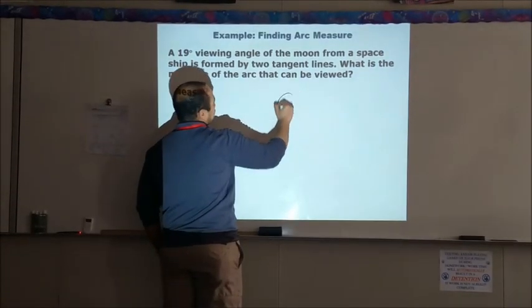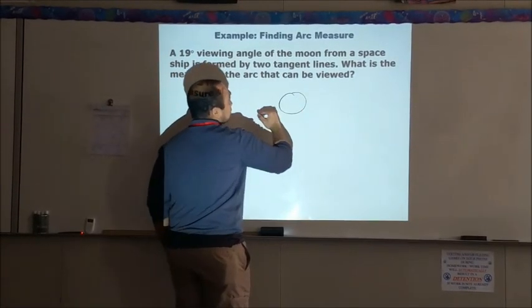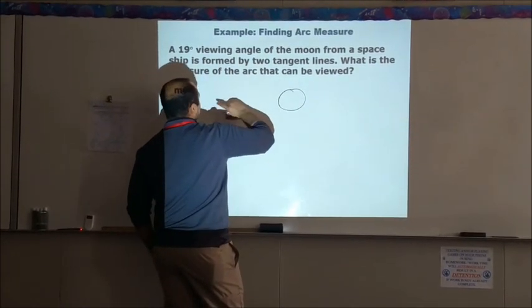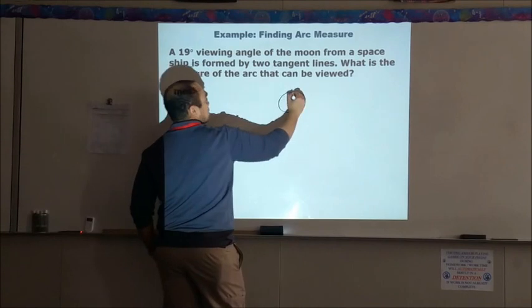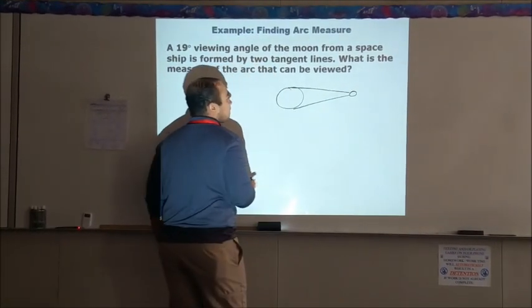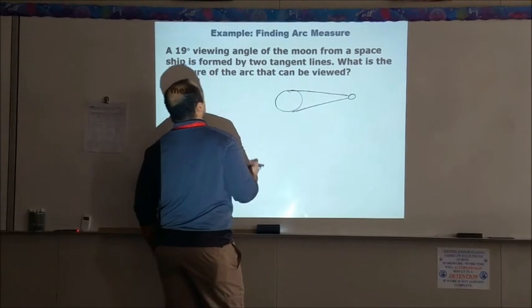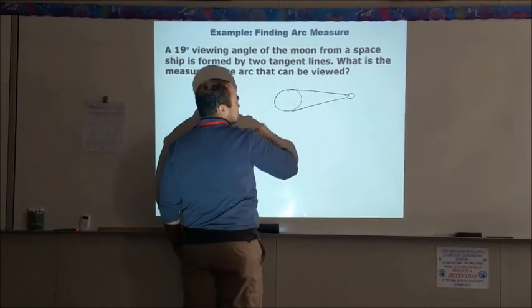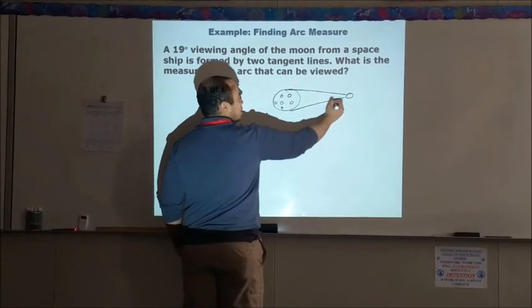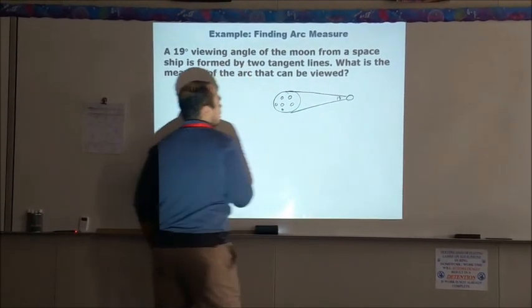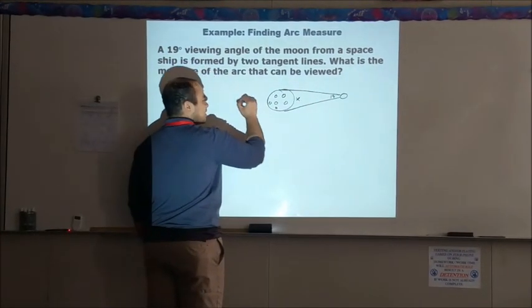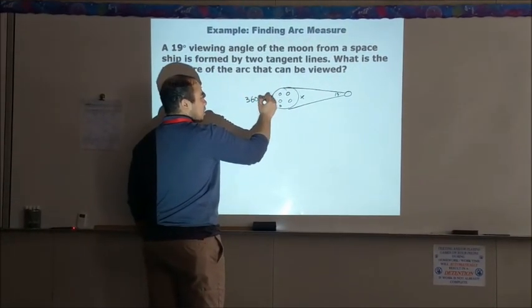A 19-degree viewing angle of the moon from the spaceship. All right, so let's pretend this is the moon. Oh, sorry. This is the spaceship. This is the moon. There we go. Looks like a moon. All right, so you've got a 19-degree viewing window. They want to know the arc, so we're looking for this. So it's the same setup as the problem we just solved.